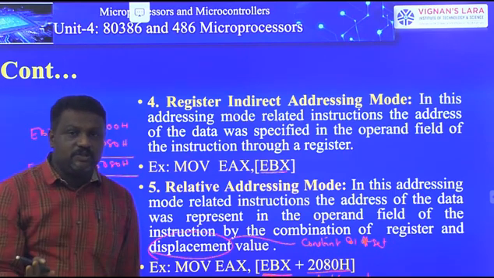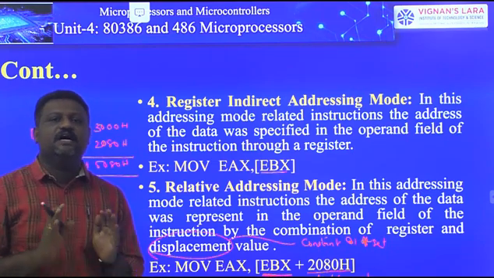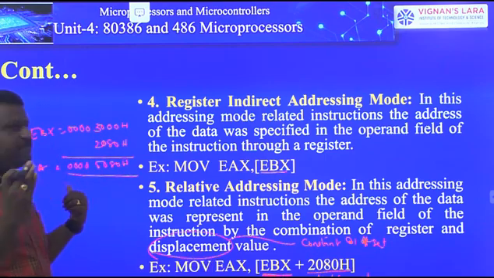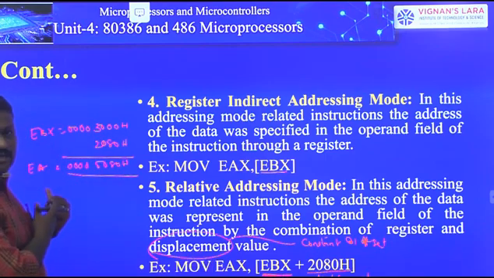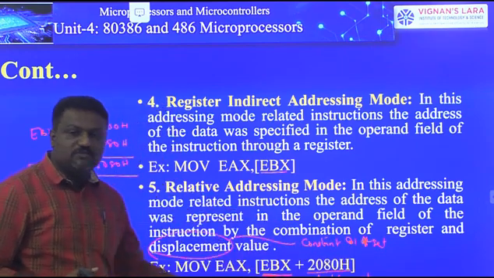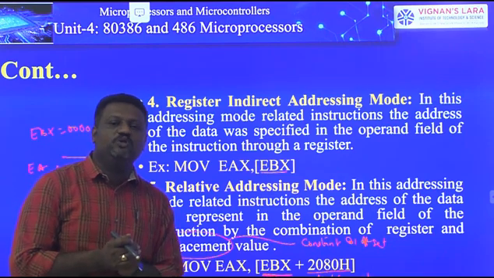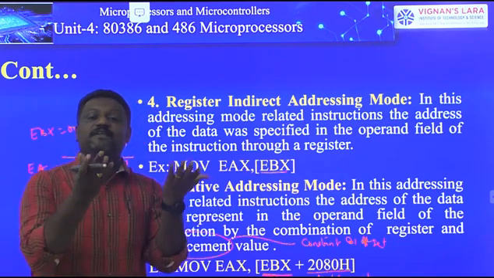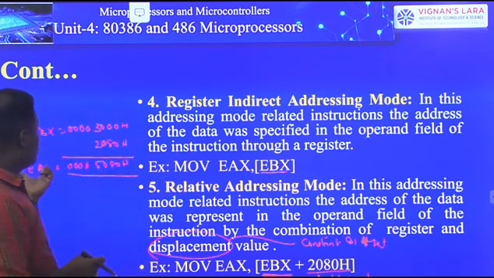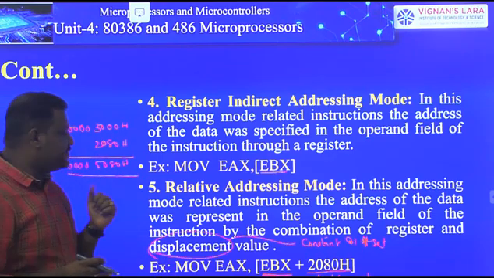Just now I already told you that the effective address is nothing but the final offset address of data. I think everyone got clarity about what the effective address is. This 2080 we call the offset, and the value present in EBX is also an offset. By adding up these two offset addresses, you get the final offset address of the data. That final offset address we call the effective address. So that is about relative addressing.